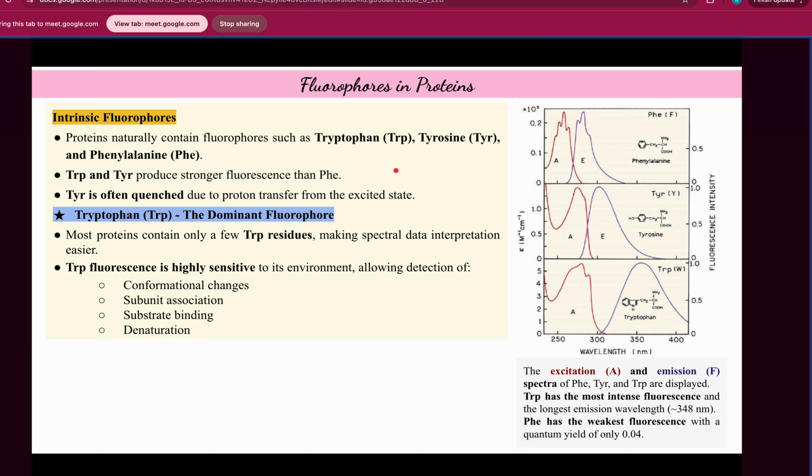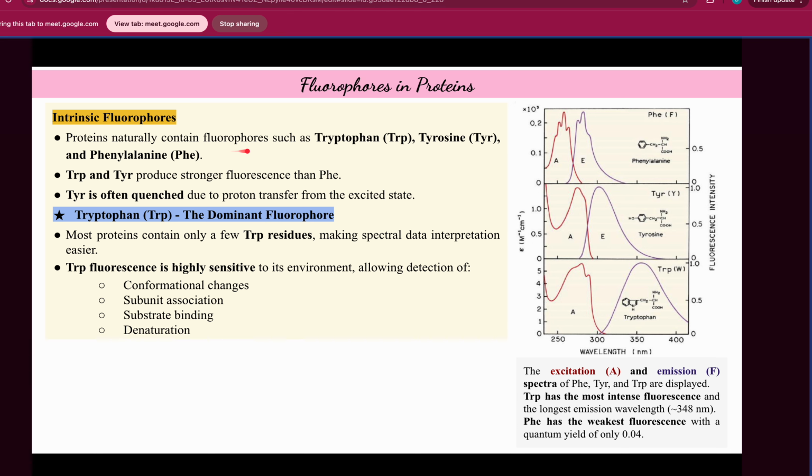Now we will talk a little bit about the fluorophores in proteins, because fluorophores are the molecules which emit light and show the fluorescence. These are the molecules which we are observing in fluorescence spectroscopy. Some molecules are known as intrinsic fluorophores, such as tryptophan, tyrosine, and phenylalanine, because fluorescence will only be shown by those amino acids which can absorb the light and further show excitation and then emission.